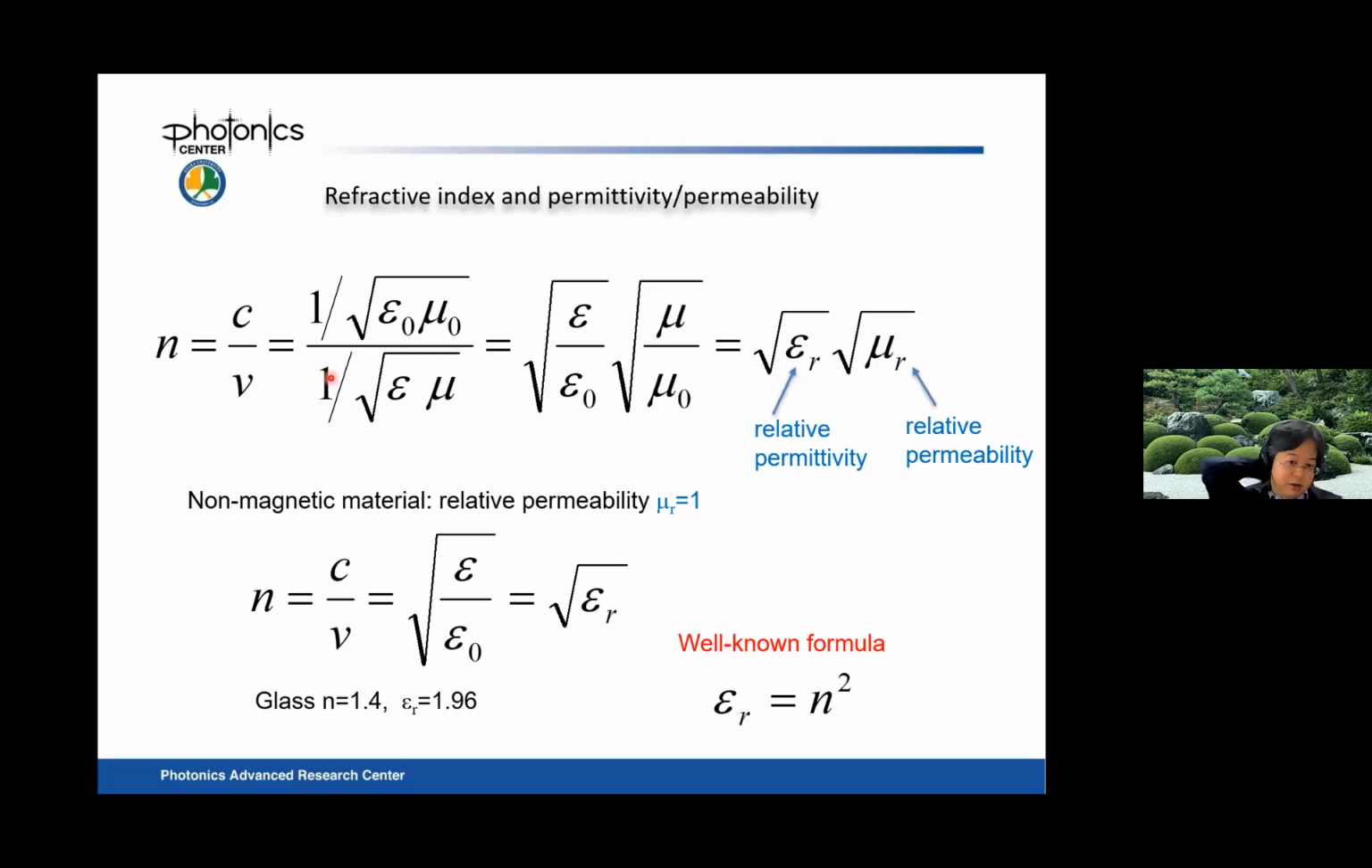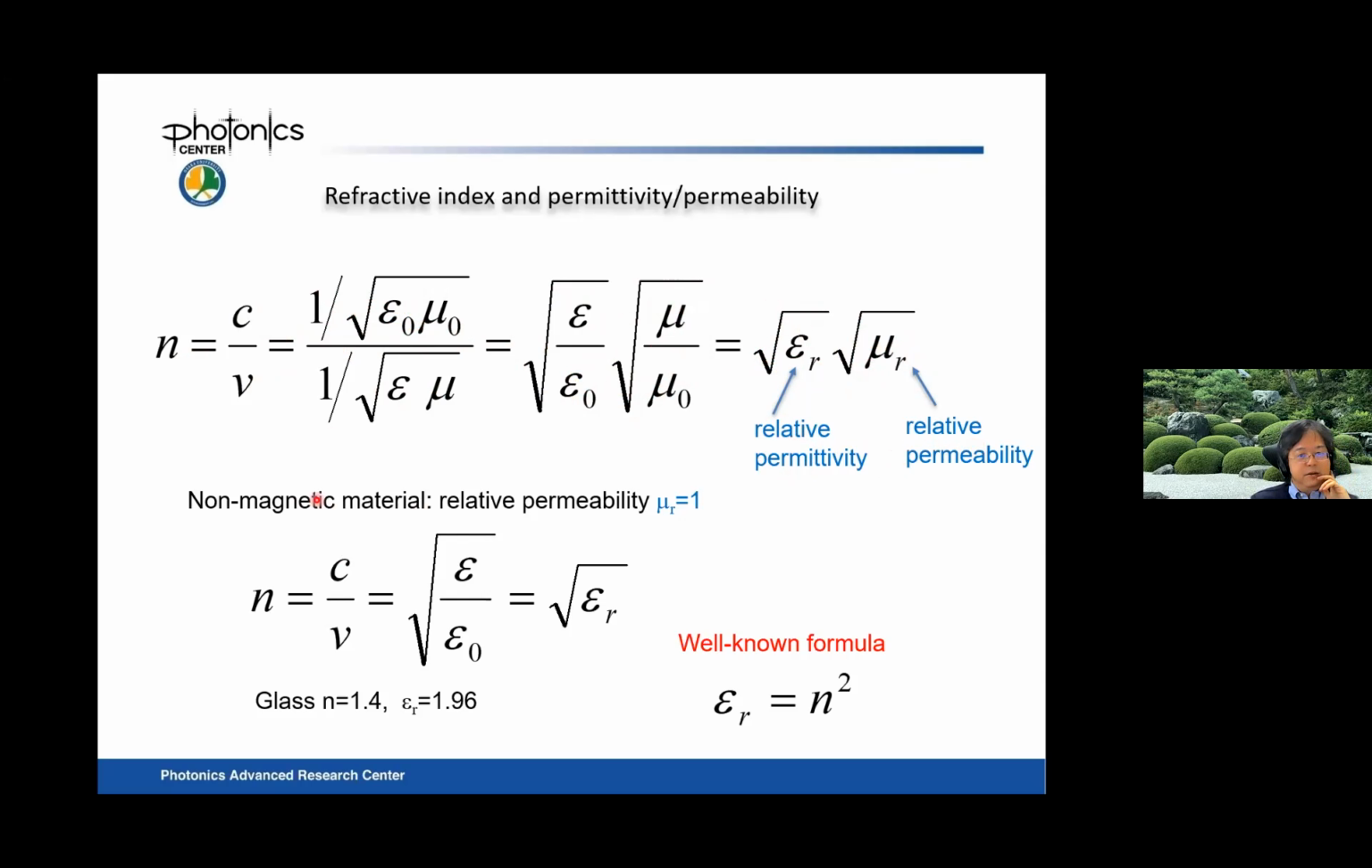At first, please remember the definition of refractive index. Refractive index is a ratio between the light speed in vacuum and in the materials. This is a simple definition. n equals c over v, where v is the light speed in materials. From the formula, you can change this formula to this one. We rewrite with epsilon and mu, and then we can obtain this one. So refractive index is simply the square root of permittivity times the square root of permeability, or relative permittivity, relative permeability.